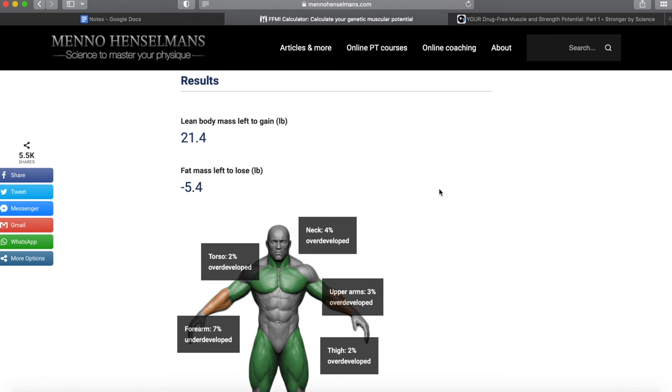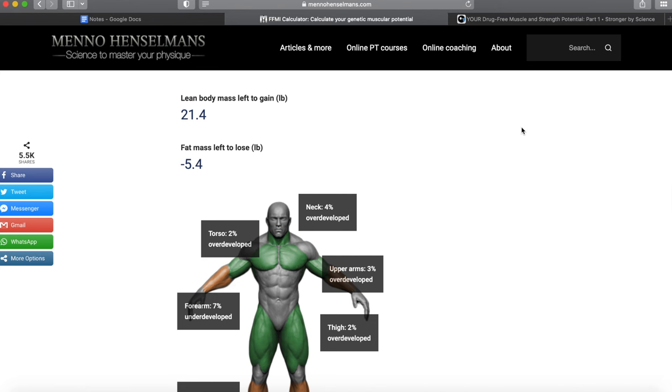And then from there, it's probably going to be a pretty steady gain, where maybe it's a couple pounds here and there over the course of a year or 6 months or whatnot. So yeah, this does sound about right. Fat mass left to lose, 5.4. Not entirely sure what that means in this specific context. I guess it's telling me I have to lose fat. 5.4 pounds isn't too bad. I don't really care to lose that, but I guess if it's telling me to, I should, right?